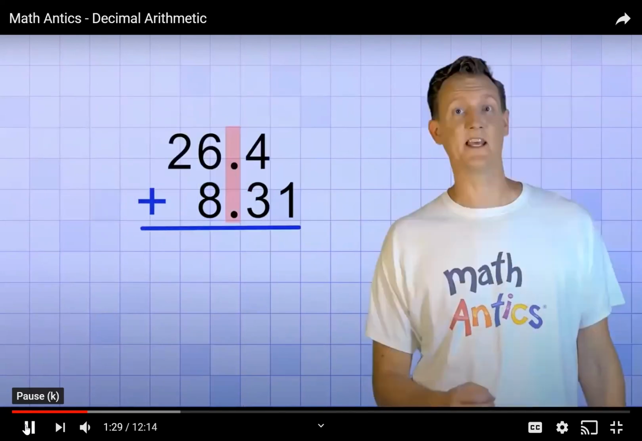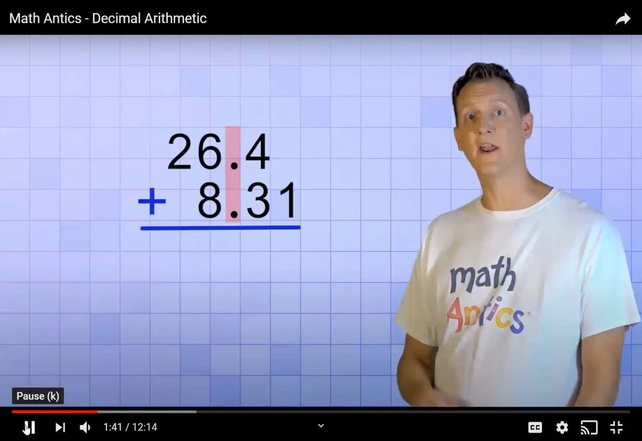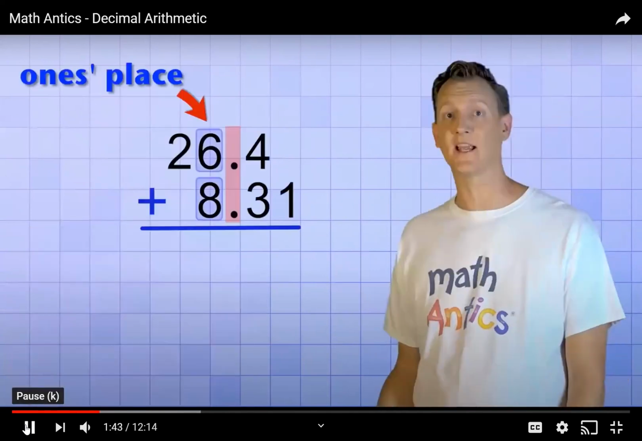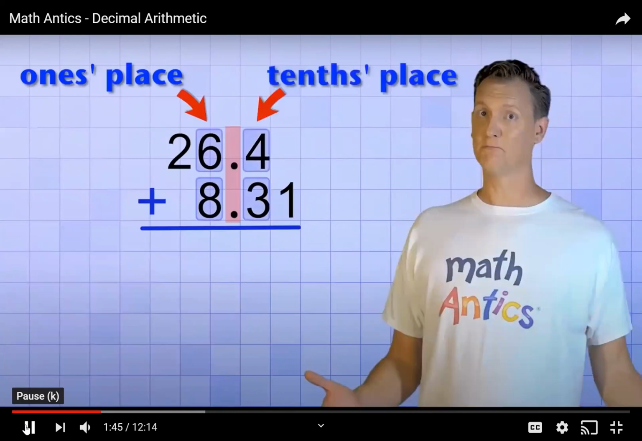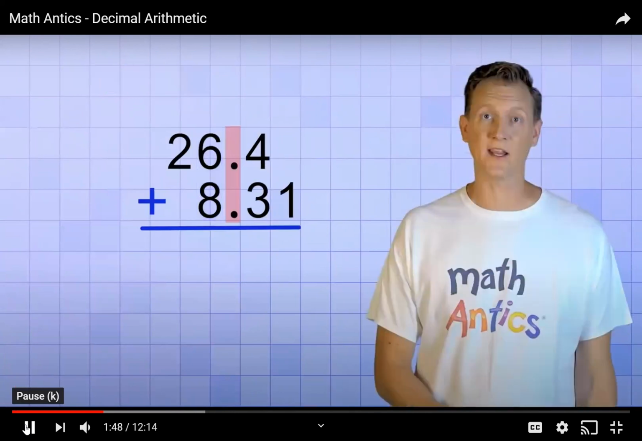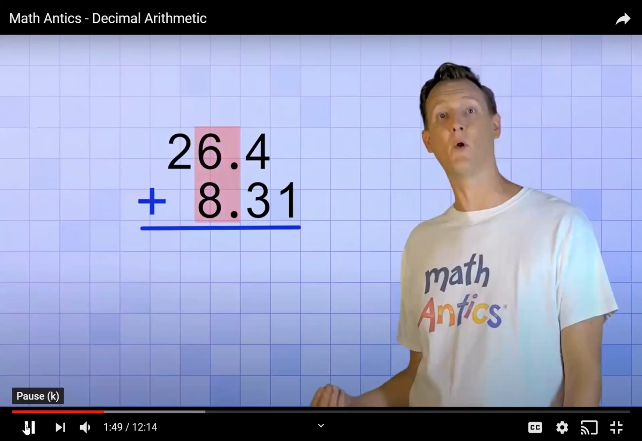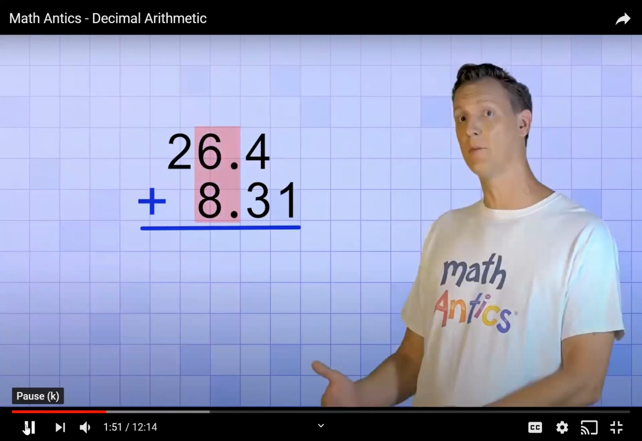But wait a minute. Isn't that the same thing as lining up the ones place digits? Ah, yes it is. That's because the decimal is our reference mark that always goes between the ones place and the tenths place. So lining up the decimal points is the same thing as lining up the ones places. It makes sure all the number places line up in columns.